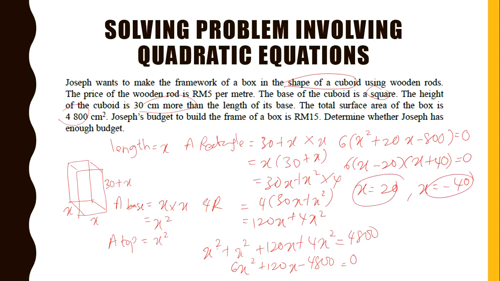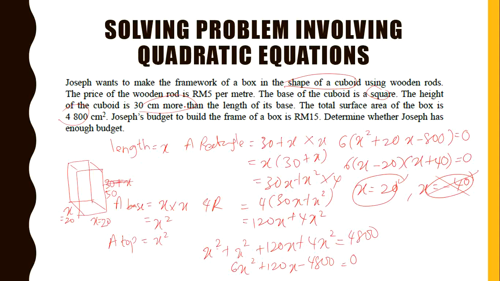So kita kena tengok logik. x ni adalah nilai untuk panjang cuboid, lebar cuboid dan 30 plus x is dia punya height of cuboid. So, logically, x should be positive or negative? Mestilah positif kan? Nilai ukuran tak ada dalam bentuk negatif. So, kita ambil x equals to 20. Negative 40 ni kita ignore. So kita tahu kat sini, length of base dia is 20. Length of width dia is also 20. And dia punya height will be 50.